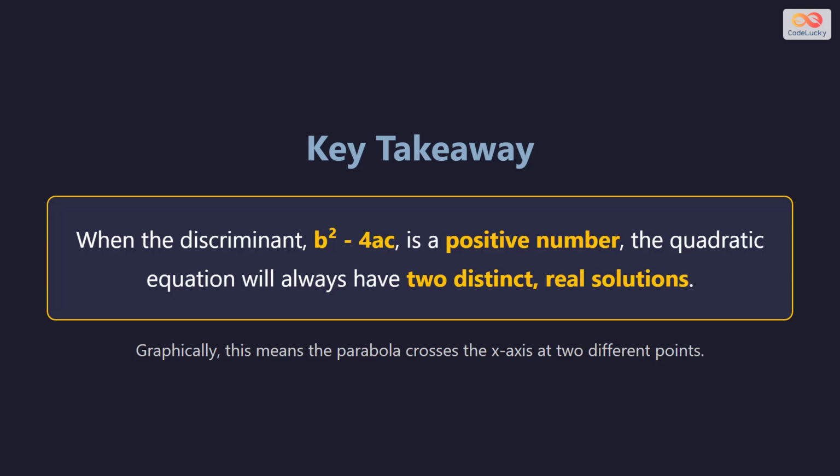So, the most important thing to remember is this. If you calculate the discriminant, b squared minus 4ac, and it turns out to be any positive number, you can be certain that the equation has two distinct, real solutions. This means the parabola will always cross the x-axis in two separate places.